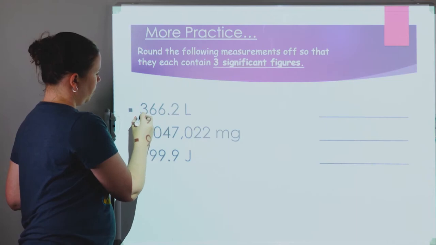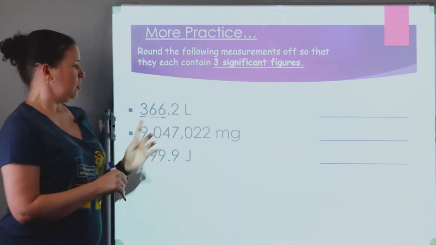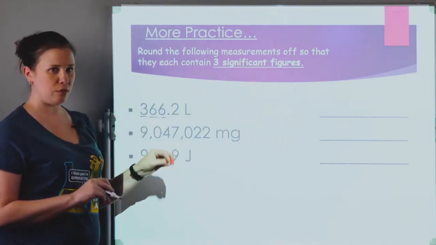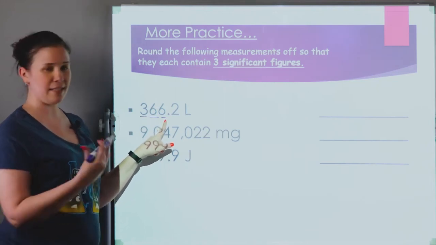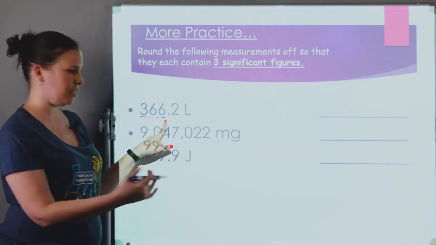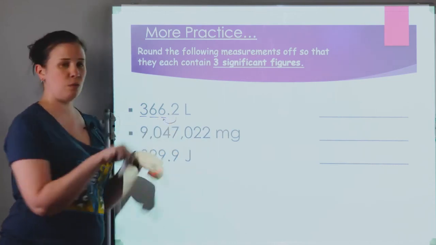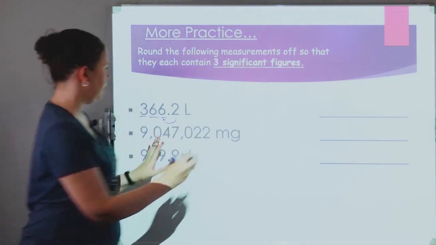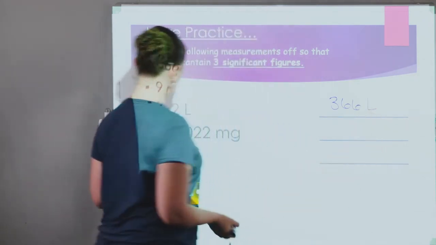366.2. My beginning numbers are the ones that I want to make sure are significant. The following numbers need to either become placeholder zeros or get rounded off. So in this case, my 6 is the last digit that I want to actually write down. And so I just need to determine, would the 2 make the 6 round up or down? It would round down, or stay the 6. And so the answer is 366 liters.